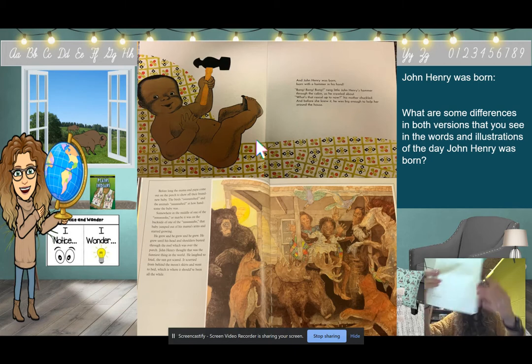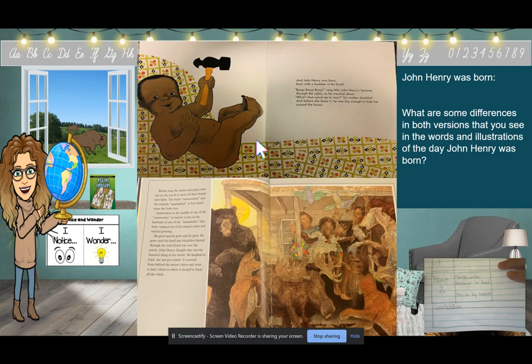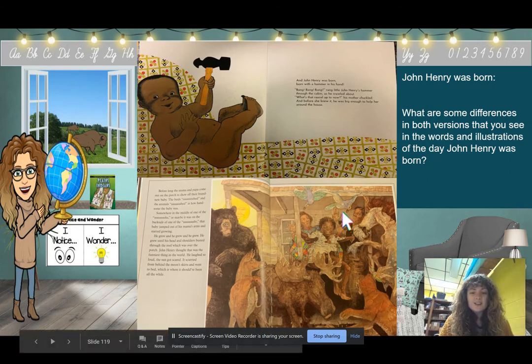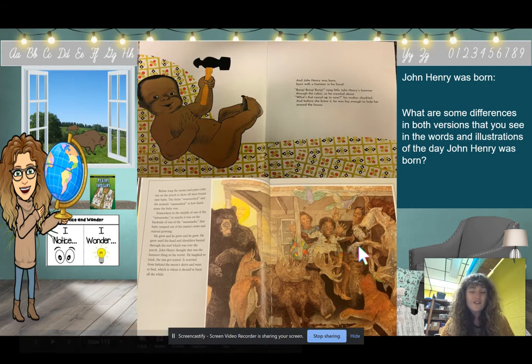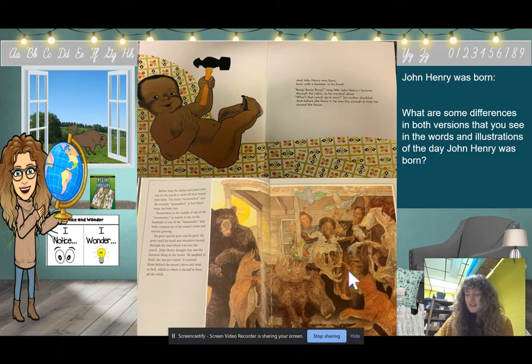Okay, so in point number 2, I wrote that John Henry was born with a hammer in his hand and he is by himself in the illustration. Those are looking at the illustrations. Look at the illustration in Lester's version. What are some things that you see that are different than in Keats' version? So I notice that John Henry is already growing.